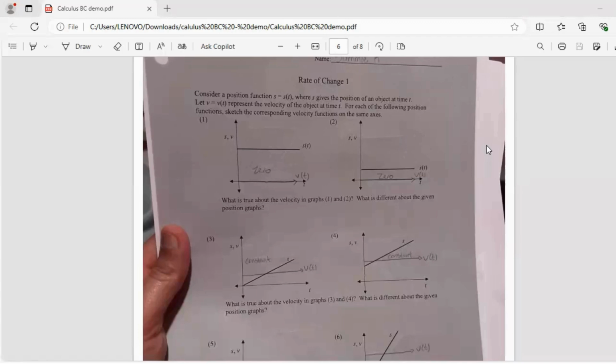They give you a what graph? They give you a position graph, and looking at that, they want you to graph the velocity of it. Okay. So velocity is the rate at which the distance is changing.